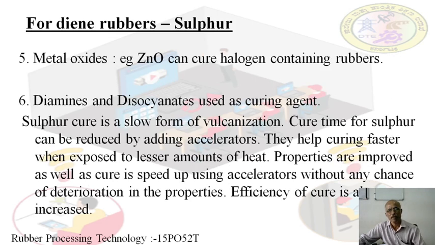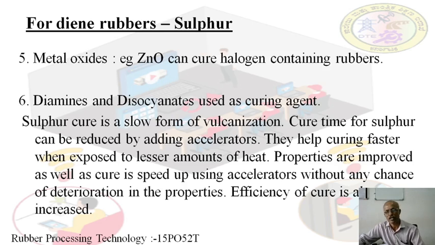Next, fifth one, metal oxides. Example, zinc oxide can cure halogen-containing rubbers. Sixth one is diamines and diisocyanates used as curing agents. Here diisocyanates are used to cure polyurethane rubber.